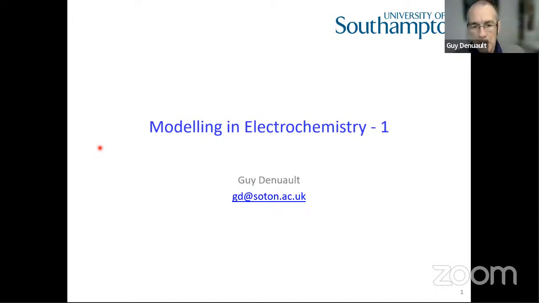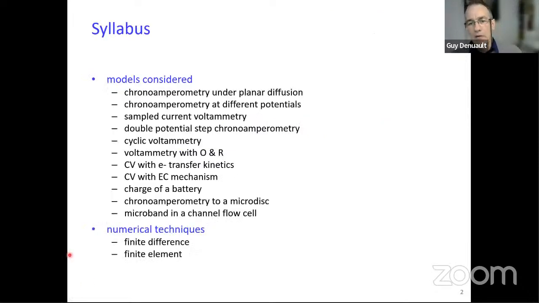The syllabus that I want to cover involves a number of models, which I've listed here. I hope I will have time to go through most of those over the next 3 days. We're going to kick off with a very simple one, which is basically simulating the chronoamperometric response of a large electrode under planar diffusion. Then, with the background fully developed, we're going to build more and more complicated models, with more complicated techniques, including more species. We're going to involve coupled chemical reactions and electron transfer kinetics. And then we're going to look at other situations, for example, a galvanostatic experiment for the charge of a battery.